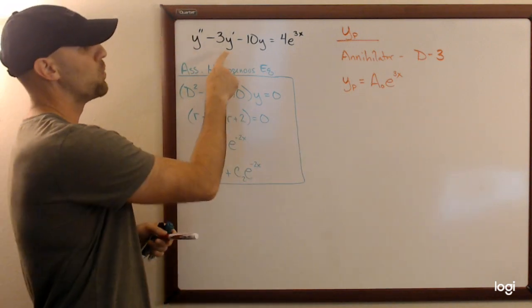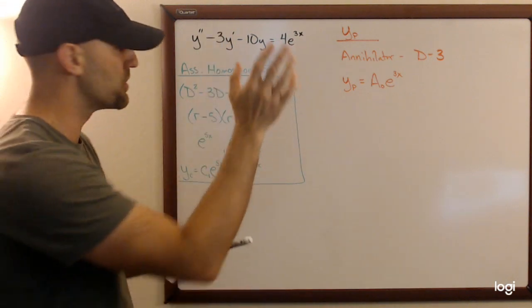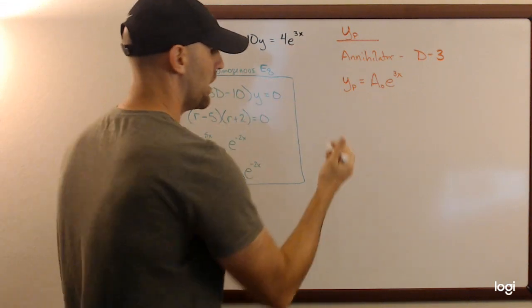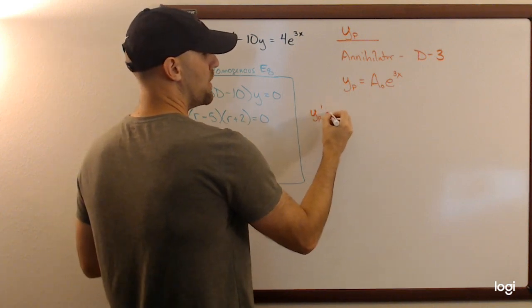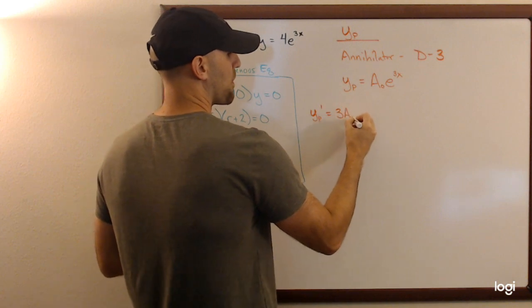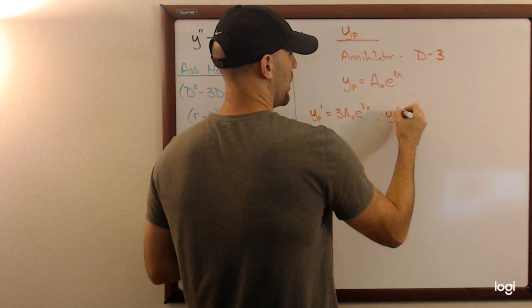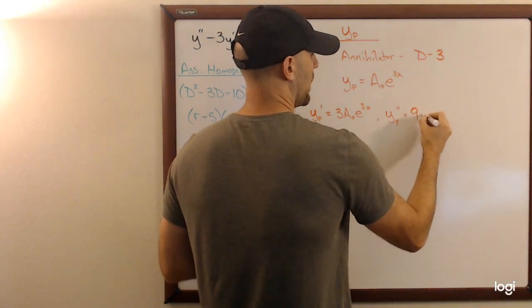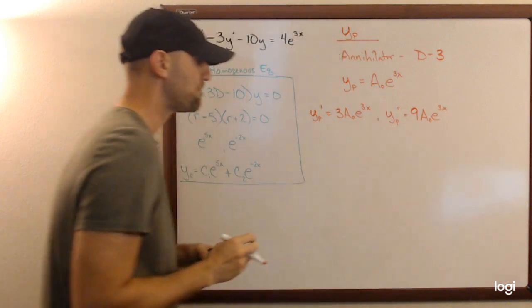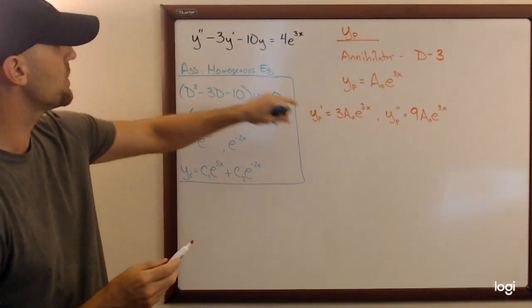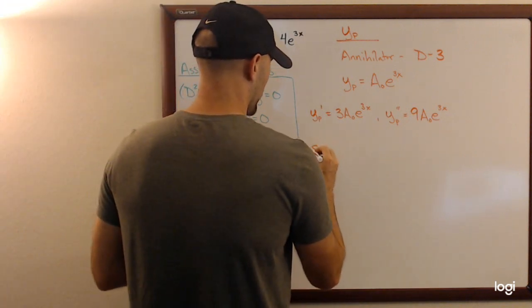So I know that I'm going to need y prime and y double prime. I'm going to go ahead and find those before I start plugging things in and working with the algebra, okay? So let's see. The derivative here would be 3 a naught e^(3x). The second derivative would be 9 a naught e^(3x). Okay, so let's take these things and substitute them into my original equation.